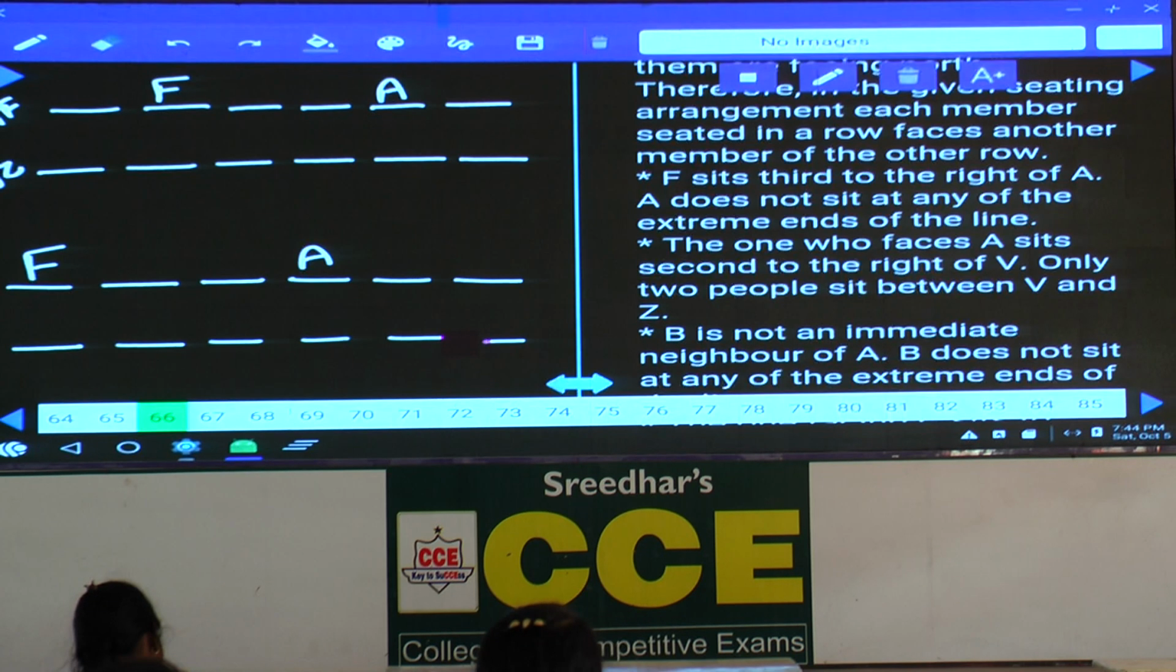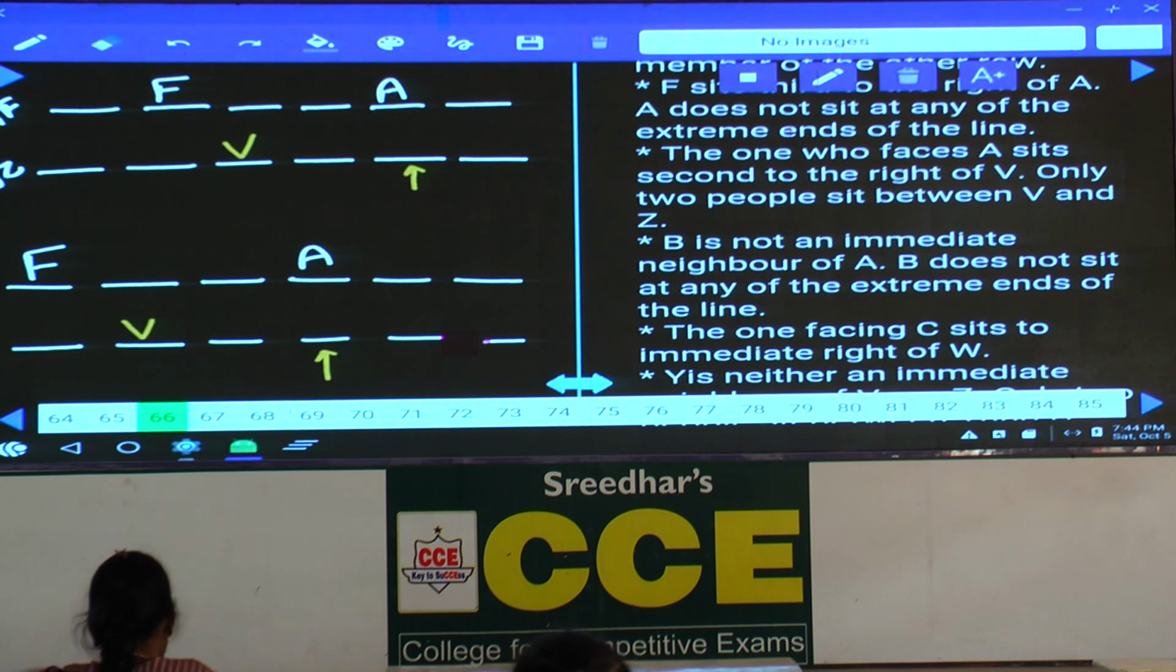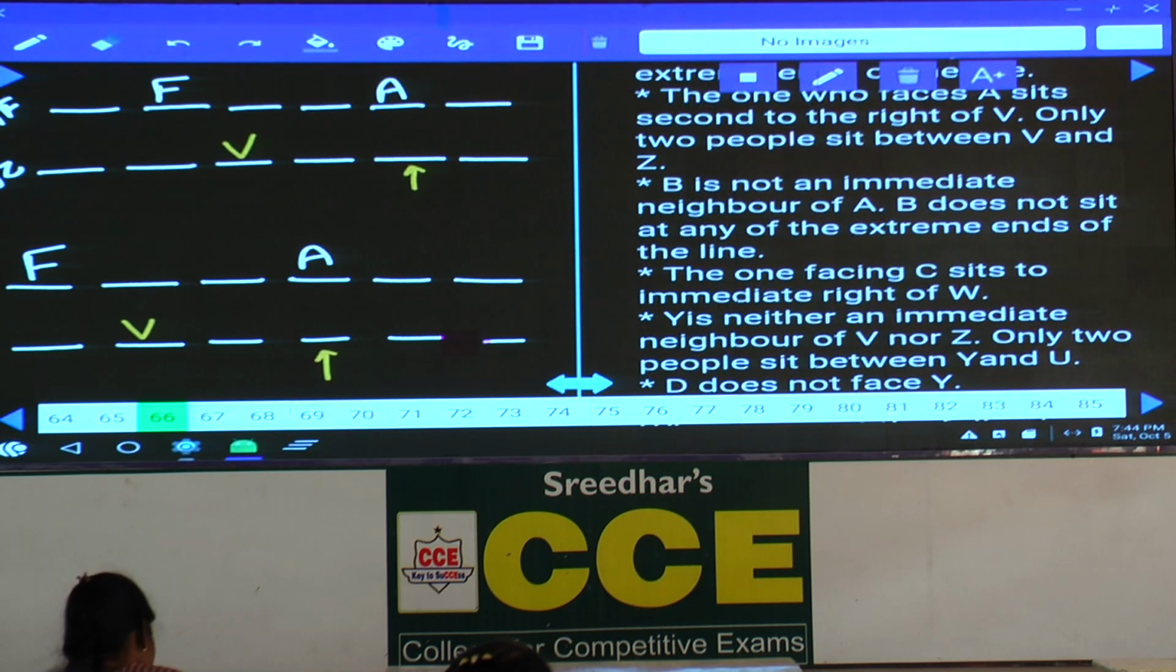The next information: the one who faces A sits second to the right of B. Now he is talking about this person. The one who is facing A sits second to the right of V. Only two people between V and Z. Now between V and Z there must be exactly two people, and here also two people between V and Z.